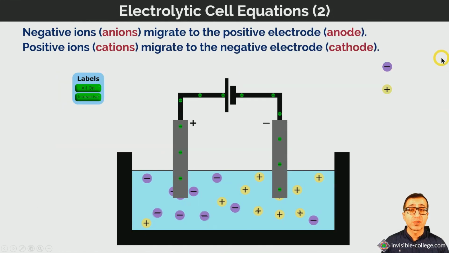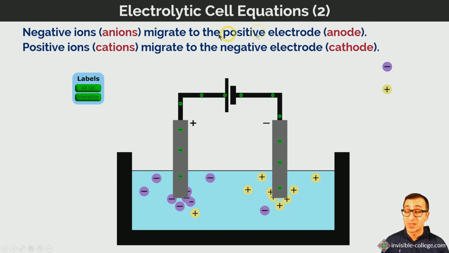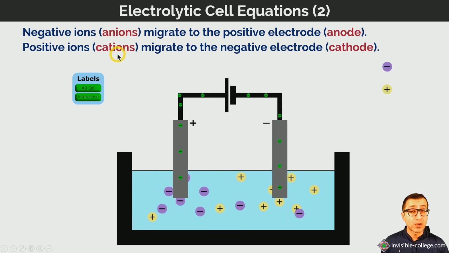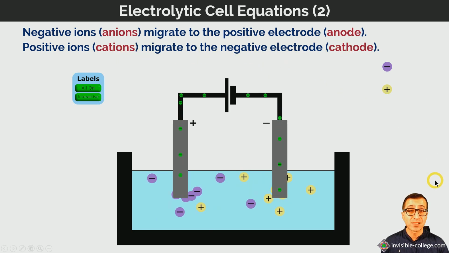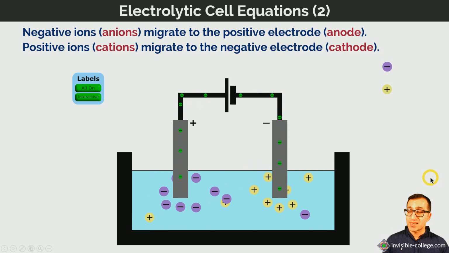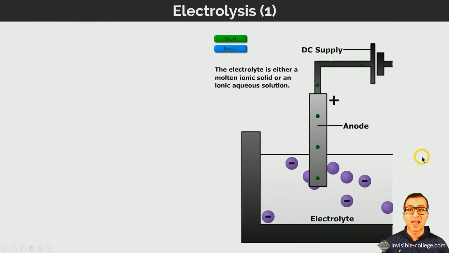So once again, negative ions are attracted to the positive electrode, the anode, and so they are referred to as anions. Positive ions are attracted to the negative electrode, or the cathode, so they're referred to as cations. So let's take a look at what's actually happening at these two electrodes separately here. So let's start with the anode.